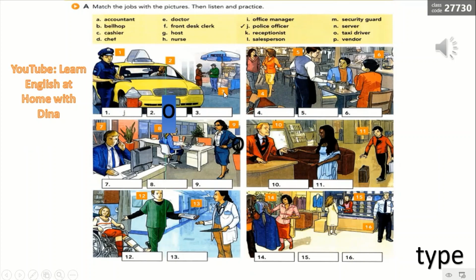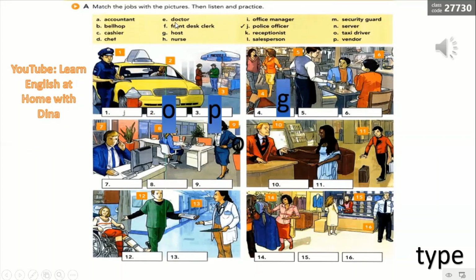Can you think with me? Yeah, he's a vendor, of course, which is letter P. Vendor. That's great. Let's go to number four. What is number four? Can you guess, guys? اتنين عازمين بعض, واحدة عازمة صاحبتها. So she is the letter G, the host.